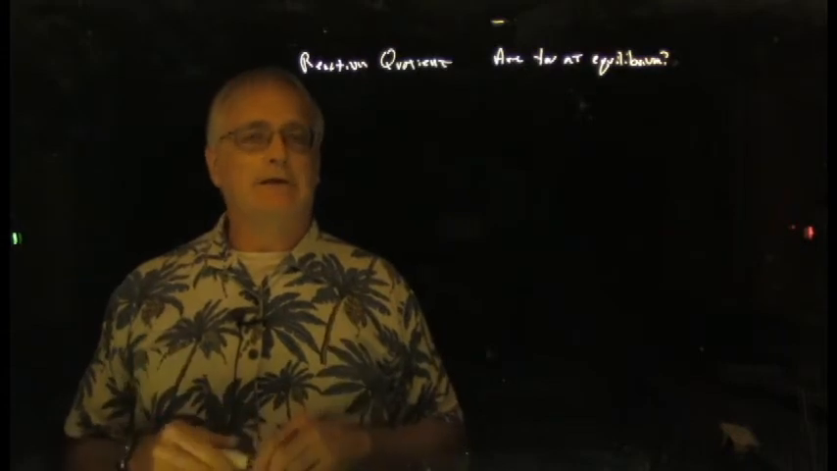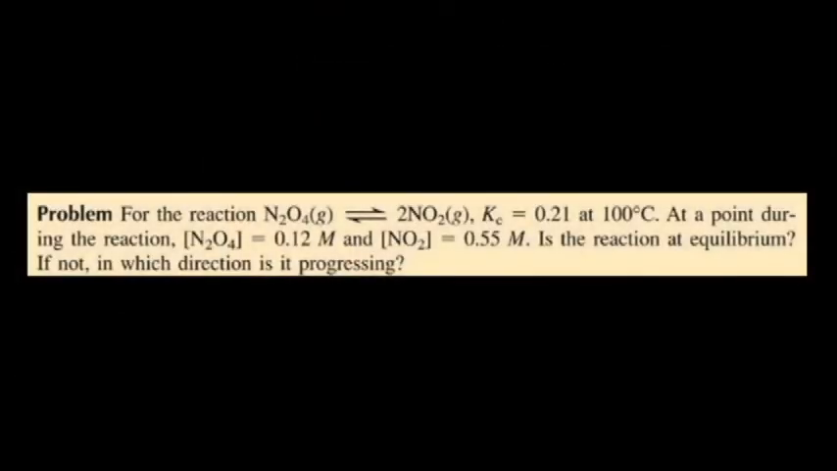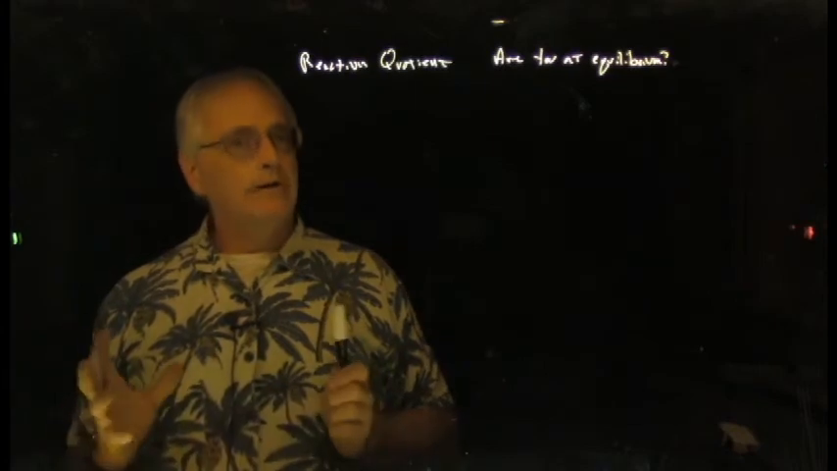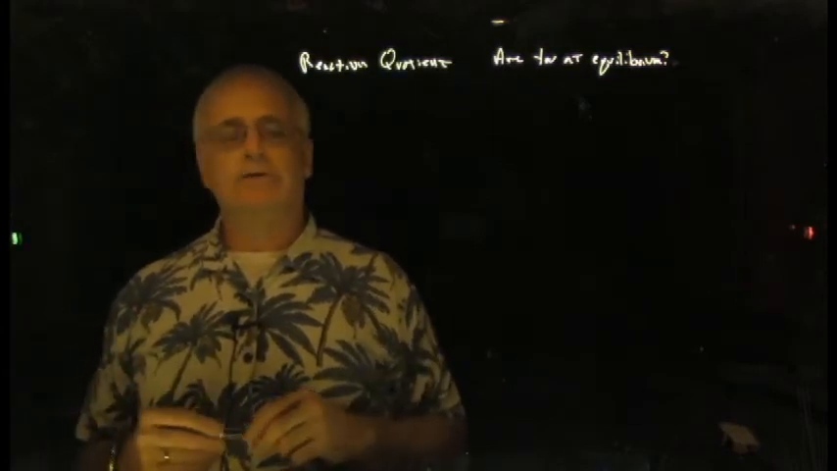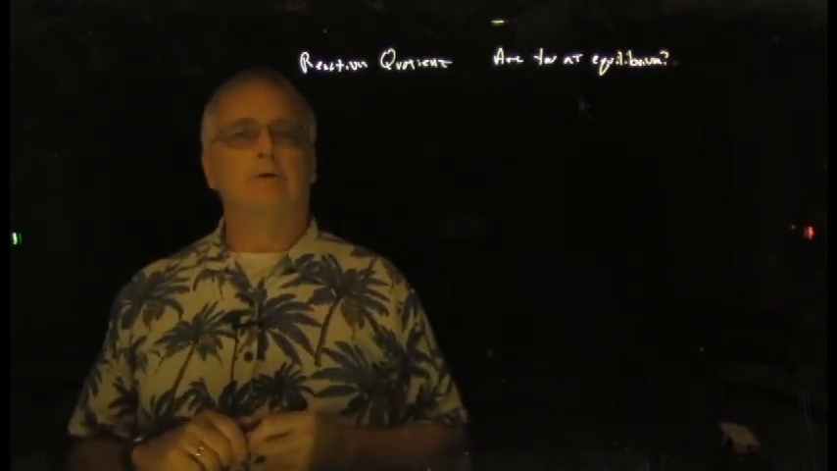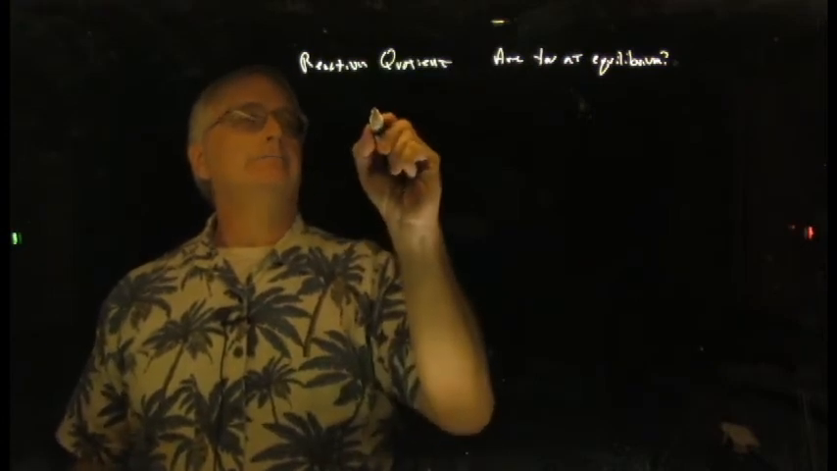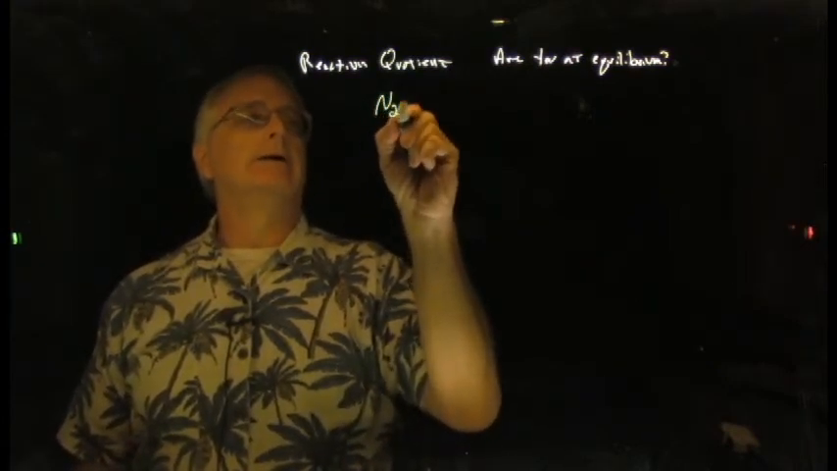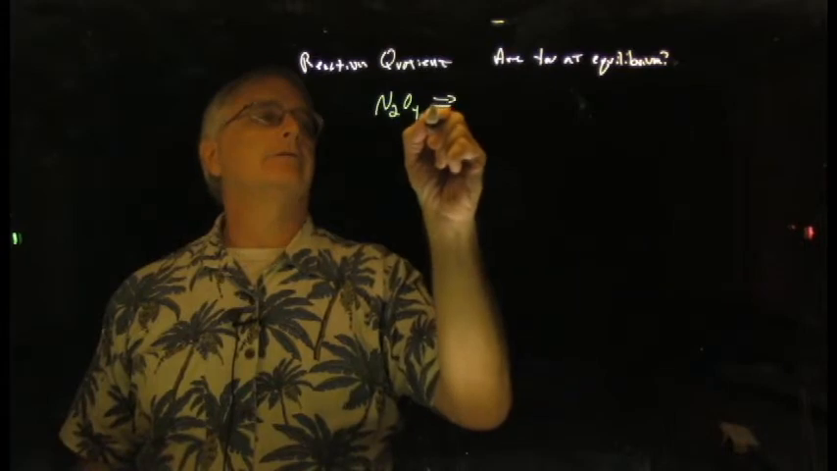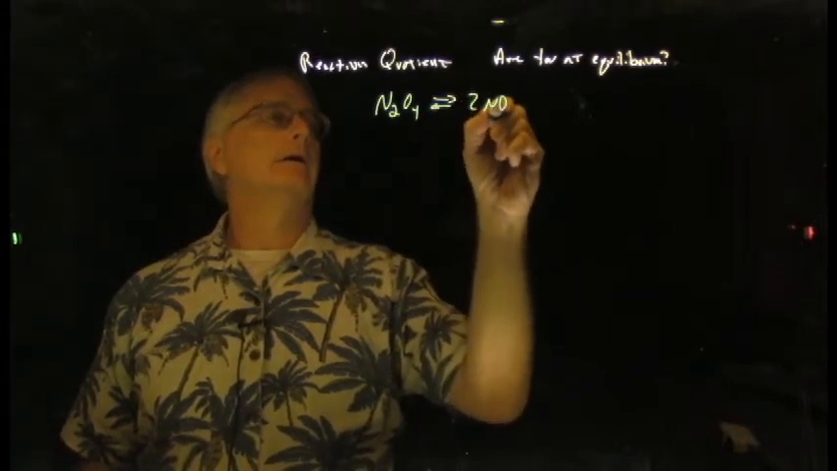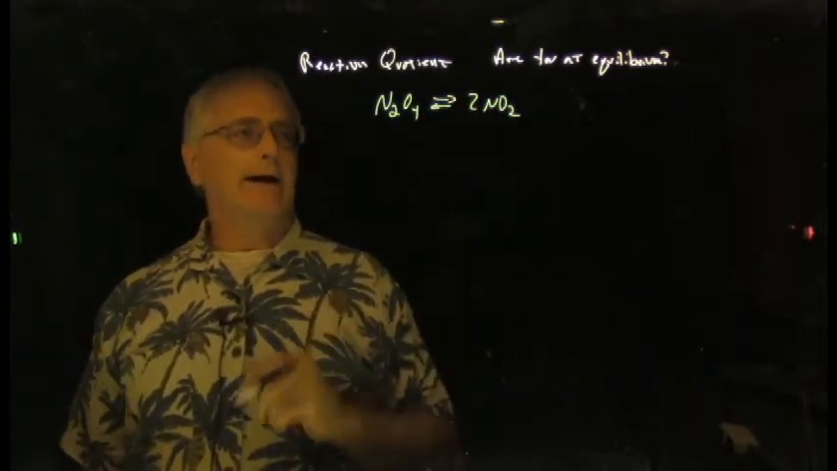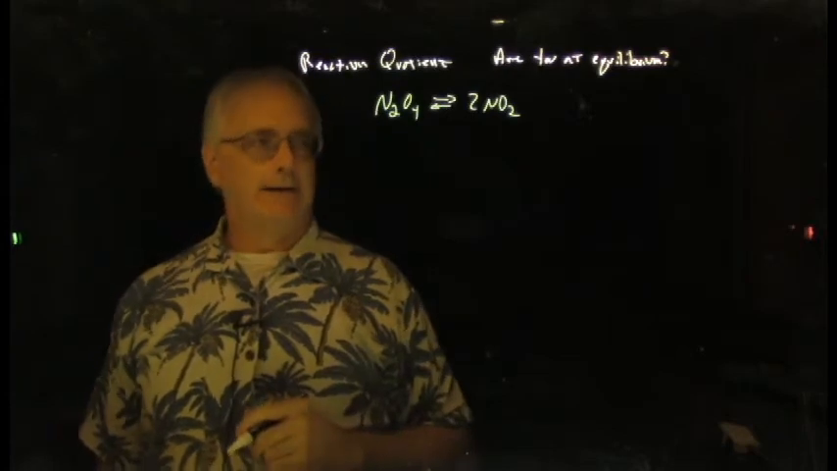So here's the text of it. And notice right there in the text of it, are you at equilibrium? If not, which direction does it have to go to get to equilibrium? The reaction is this one. Okay, pretty standard one in equilibrium studies in general chemistry. Okay, dinitrogen tetroxide and nitrogen dioxide.